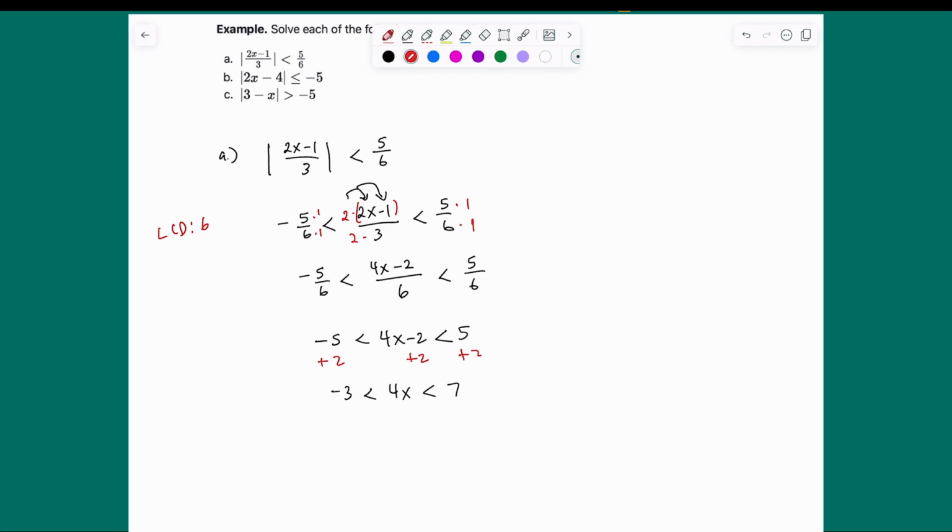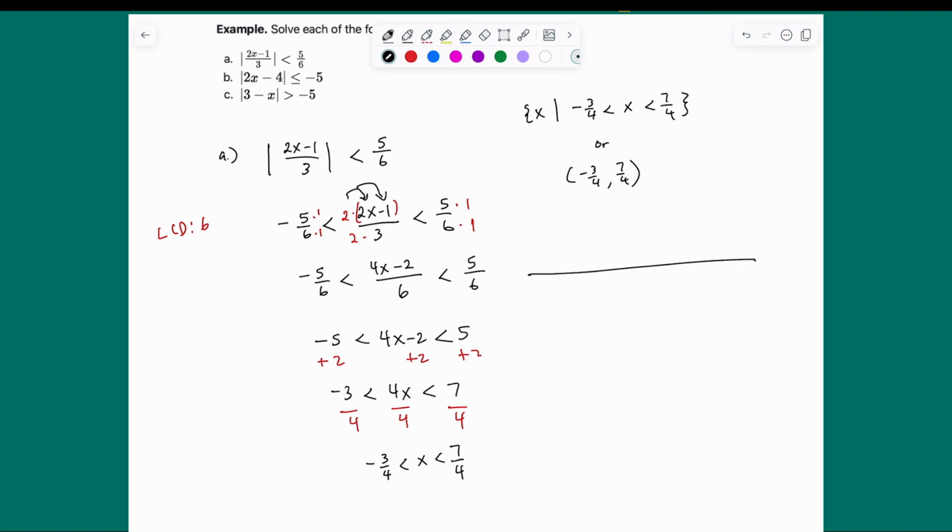And now we just divide by positive 4. That's going to give us negative 3/4 is less than x, and x is less than 7 over 4. So in set builder notation, that would be the set of x such that x falls between those numbers. So x such that negative 3/4 is less than x, and x is less than 7/4. Or in interval notation, parentheses, negative 3/4, comma, 7/4, closing parentheses.